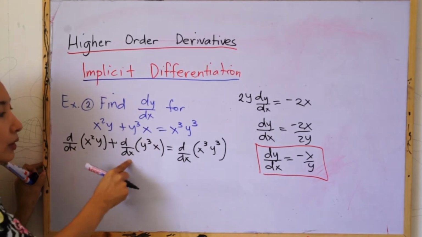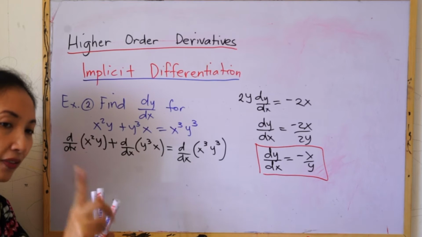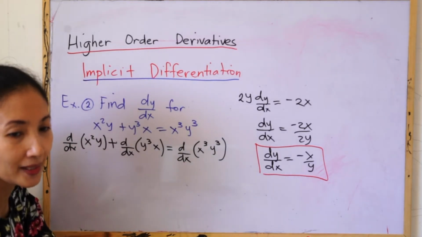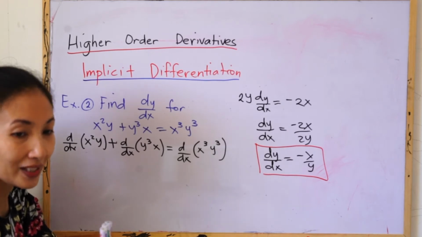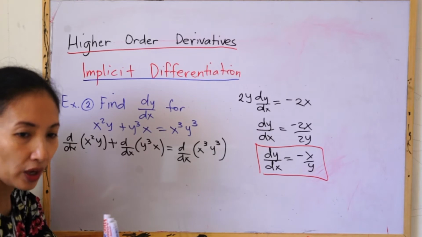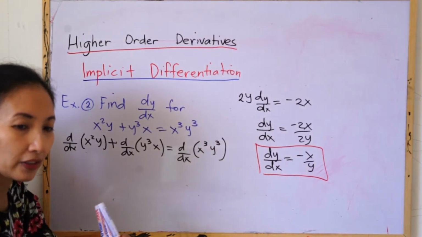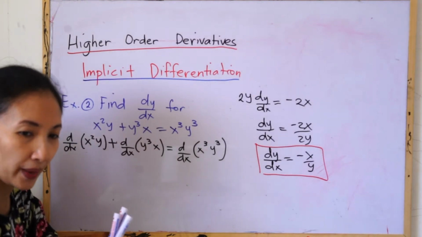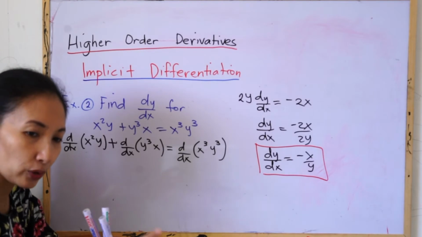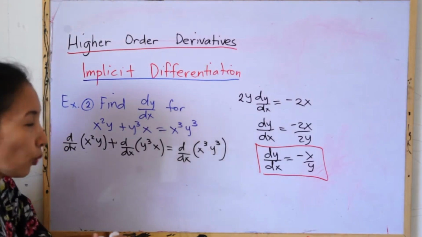Or you may not show this step anymore. The only one thing you have to remember is that when you differentiate the variable y with respect to x, that's the only time you affix dy over dx. Okay? That's the only time you affix dy over dx to indicate that we are differentiating the variable y with respect to x. But when you differentiate the variable x, you don't have to write dx over dx anymore because you know that it is equal to 1.